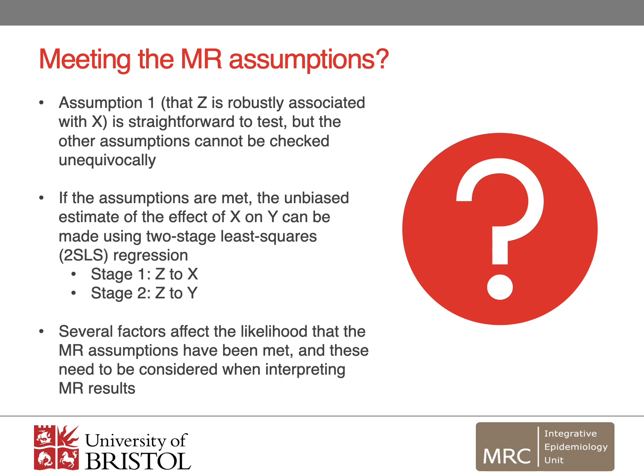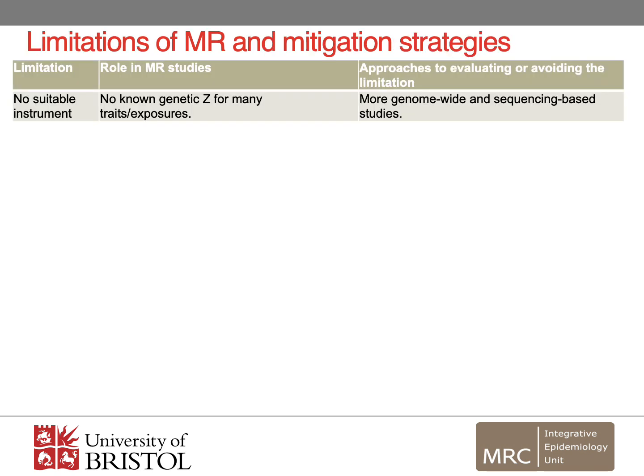But if the assumptions are met, then the unbiased estimate of the effect of our exposure on our outcome can be made using two-stage least squares regression, where in the first stage X is regressed on Z, and in the second stage Y is regressed on Z. There are several factors that affect the likelihood that the MR assumptions have been met, and these should be considered when interpreting results from MR.